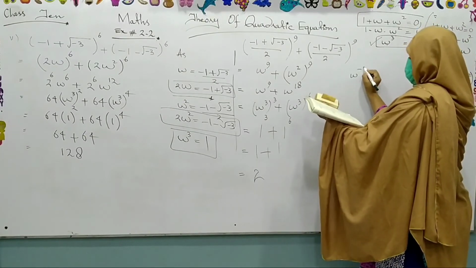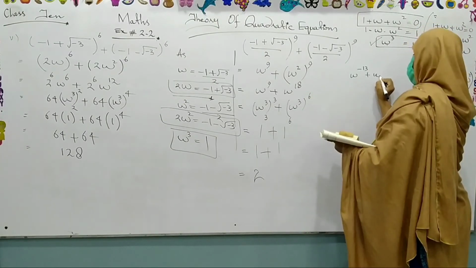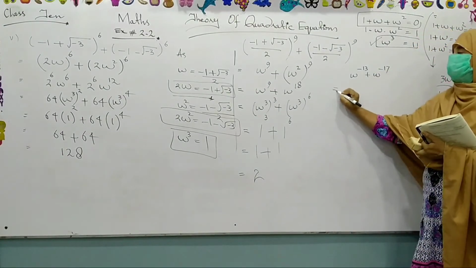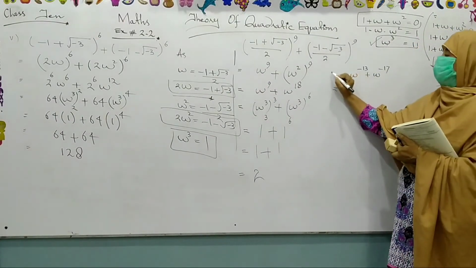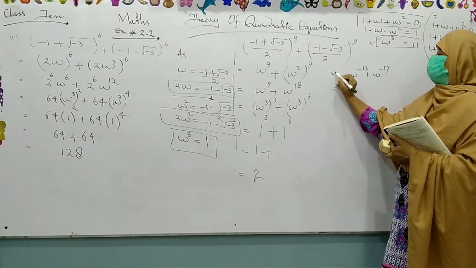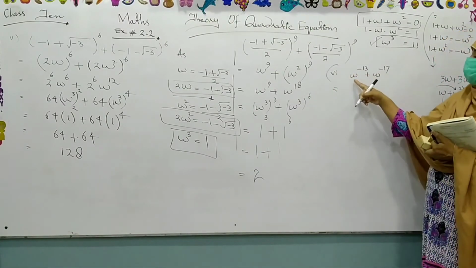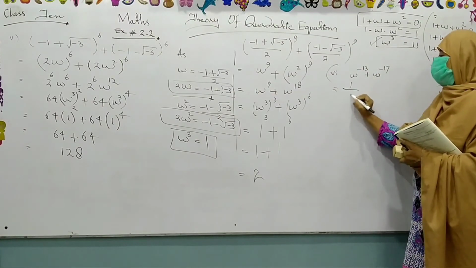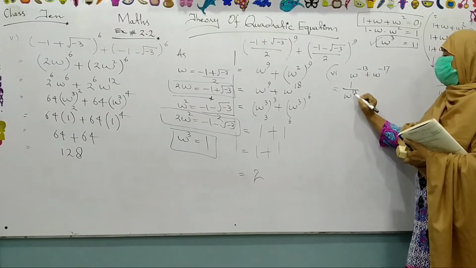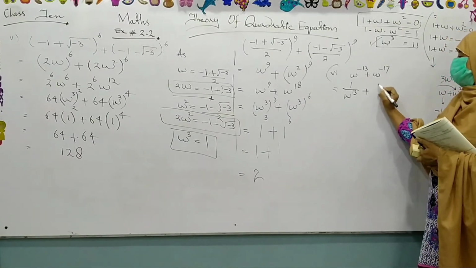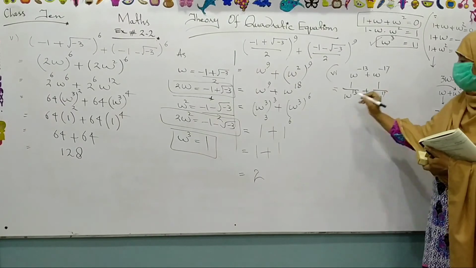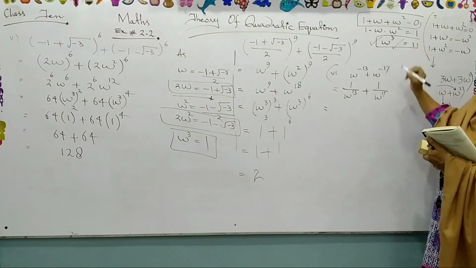omega raised to power minus 13 plus omega raised to power minus 17. Very easy, students. What will be my first step? The exponent is negative. I can make it positive by taking reciprocal. Plus, what it will be? Omega raised to power 17.